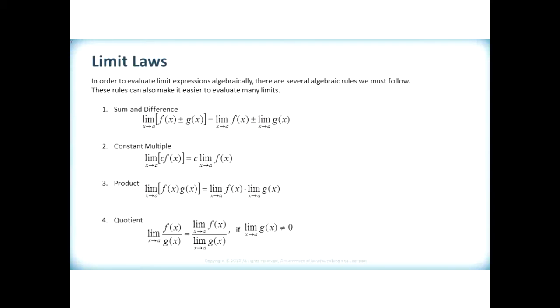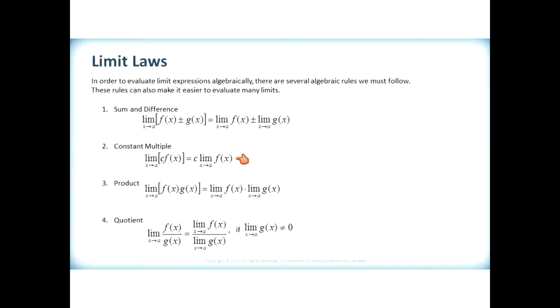The first one is a sum or difference. It says if I'm adding or subtracting two functions, then the limit of that sum is the sum of those limits. The same thing works for a difference. The second one is a constant multiple. For the limit of a constant multiple times a function, we can just pop that constant out in front of the limit, so it's the constant multiple times the limit of the function.